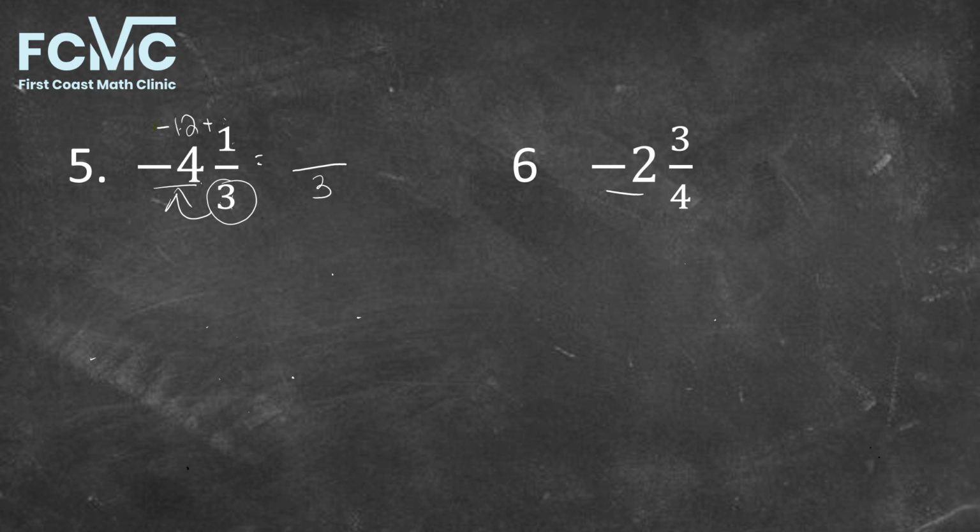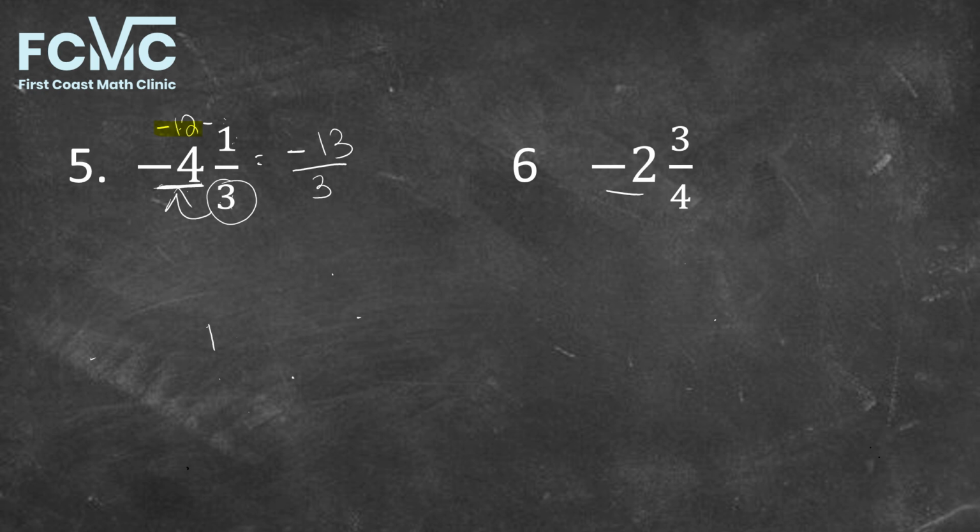When we're combining the negative 12 and the 1 here, we actually want to go further into the negative, because we have a whole negative 4 and we want an additional 1/3 negative. So to do that, instead of adding, I'm going to subtract that 1. So negative 12 minus 1 will give me negative 13.